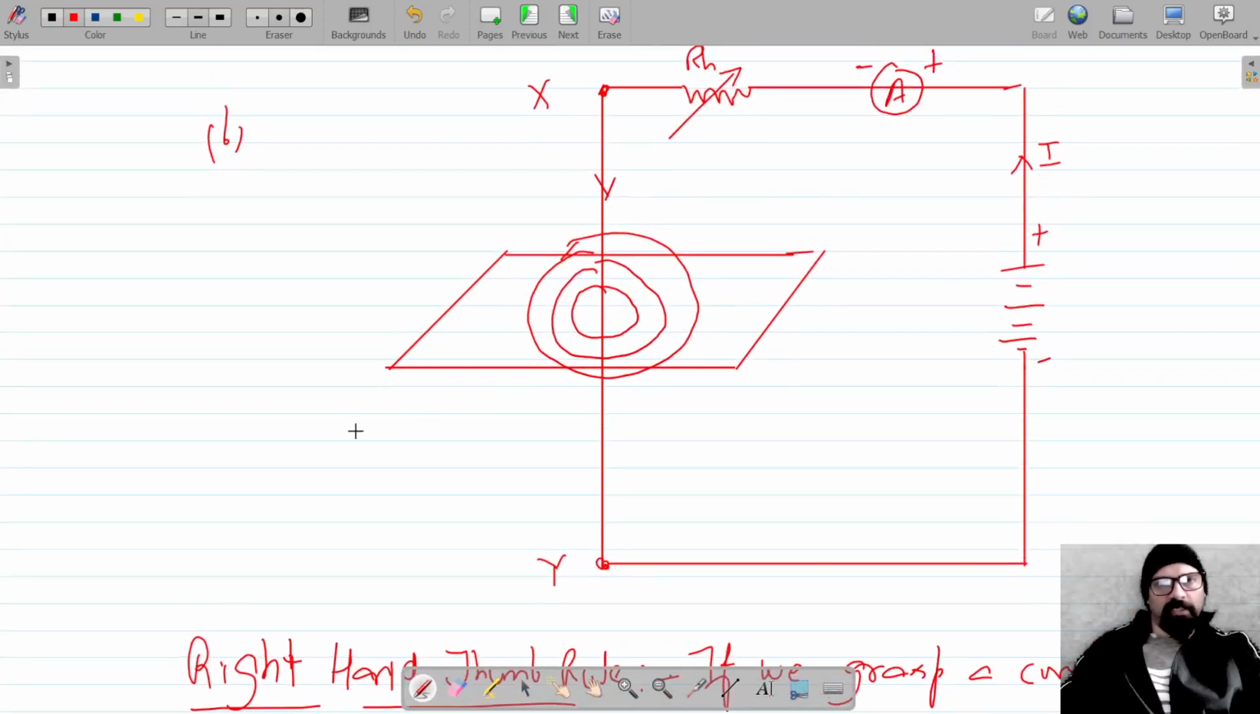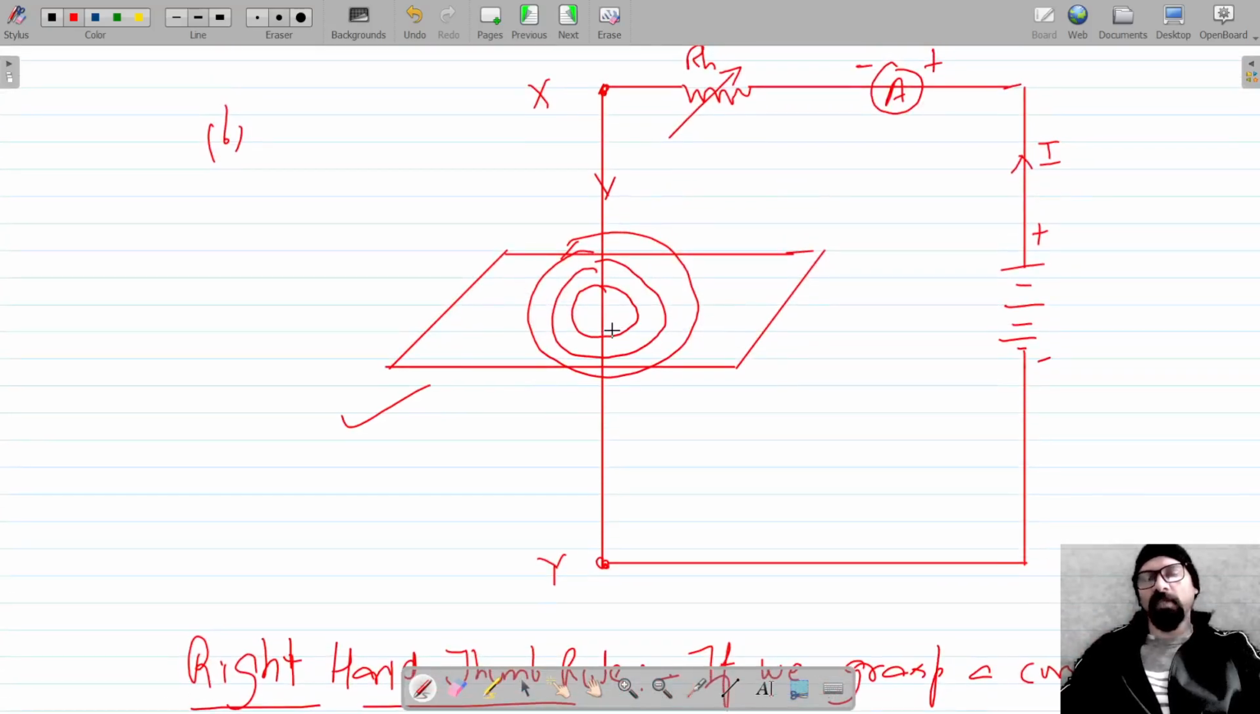So if we use the right hand thumb rule here, and our thumb is pointing downward, then the fingers are curling in this direction, so this is the direction of the magnetic field, that is anti-clockwise. If this is considered to be the plane of the paper, this is how the magnetic field lines would be, in this direction. And we use the right hand thumb rule for this.